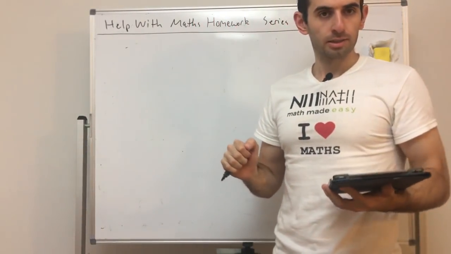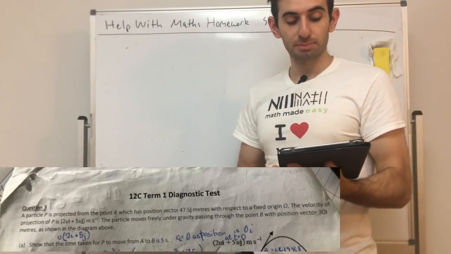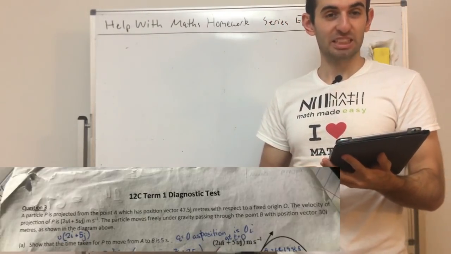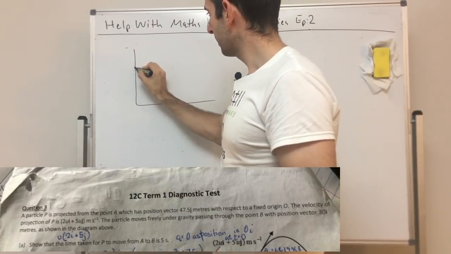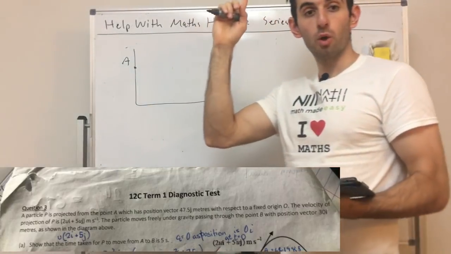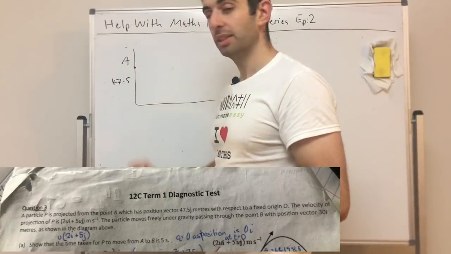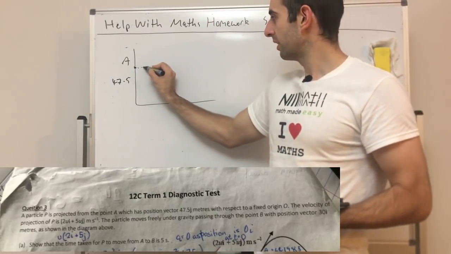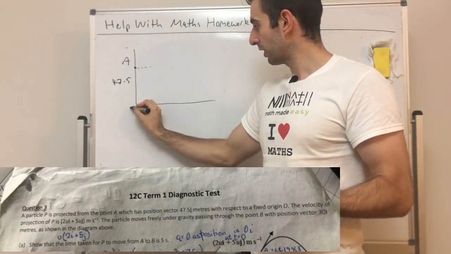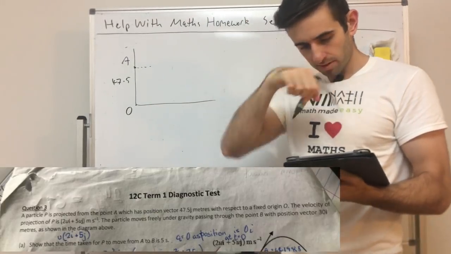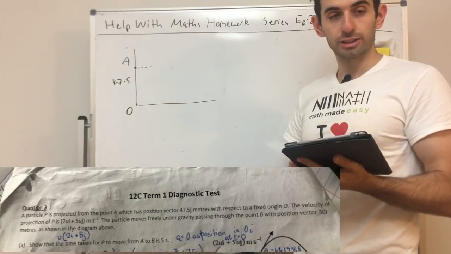Okay, projectile motion. A particle P is projected from the point A, which has position vector 47.5 j. Now, if you know what that means, j refers to the y-axis. So 47.5 j means a height of 47.5. So we're on a cliff, and it's going to project from that height with respect to a fixed origin O. So the origin is there. The velocity of projection of P is 2u i plus 5u j.